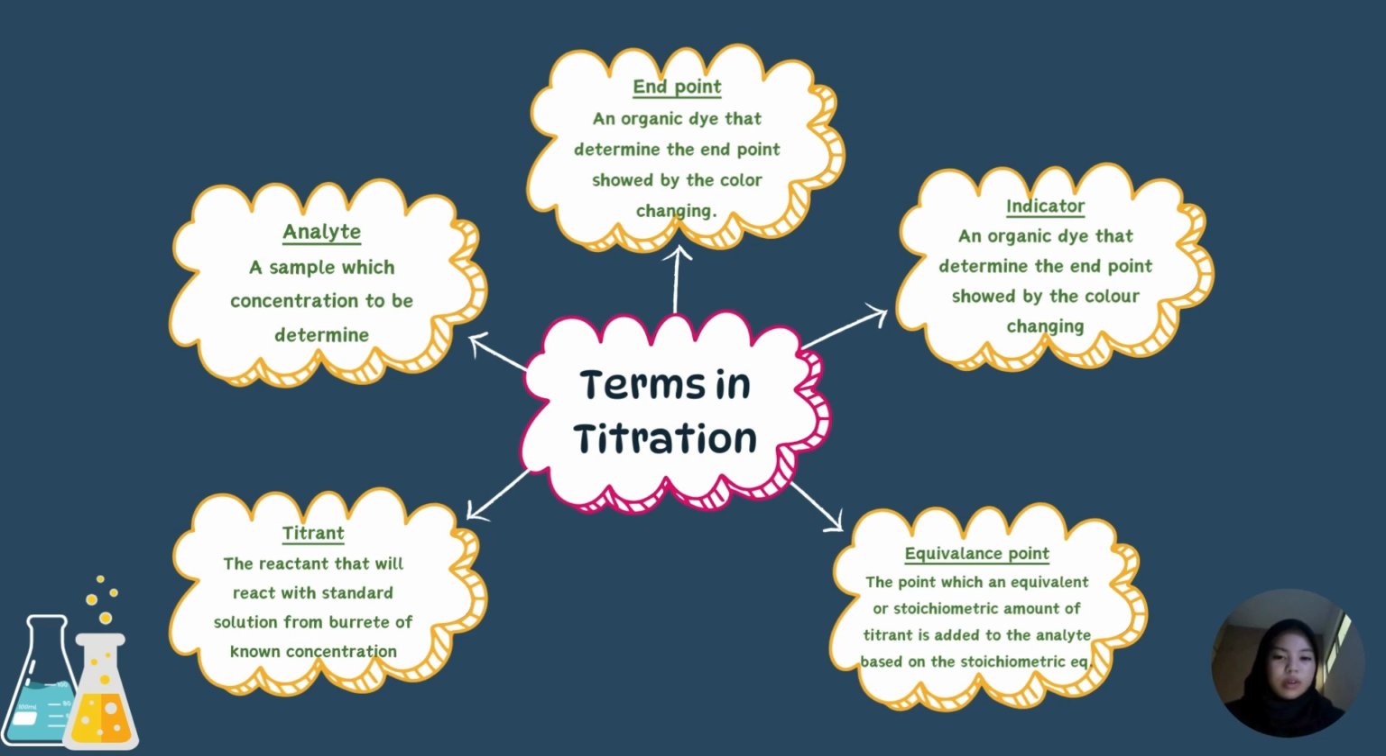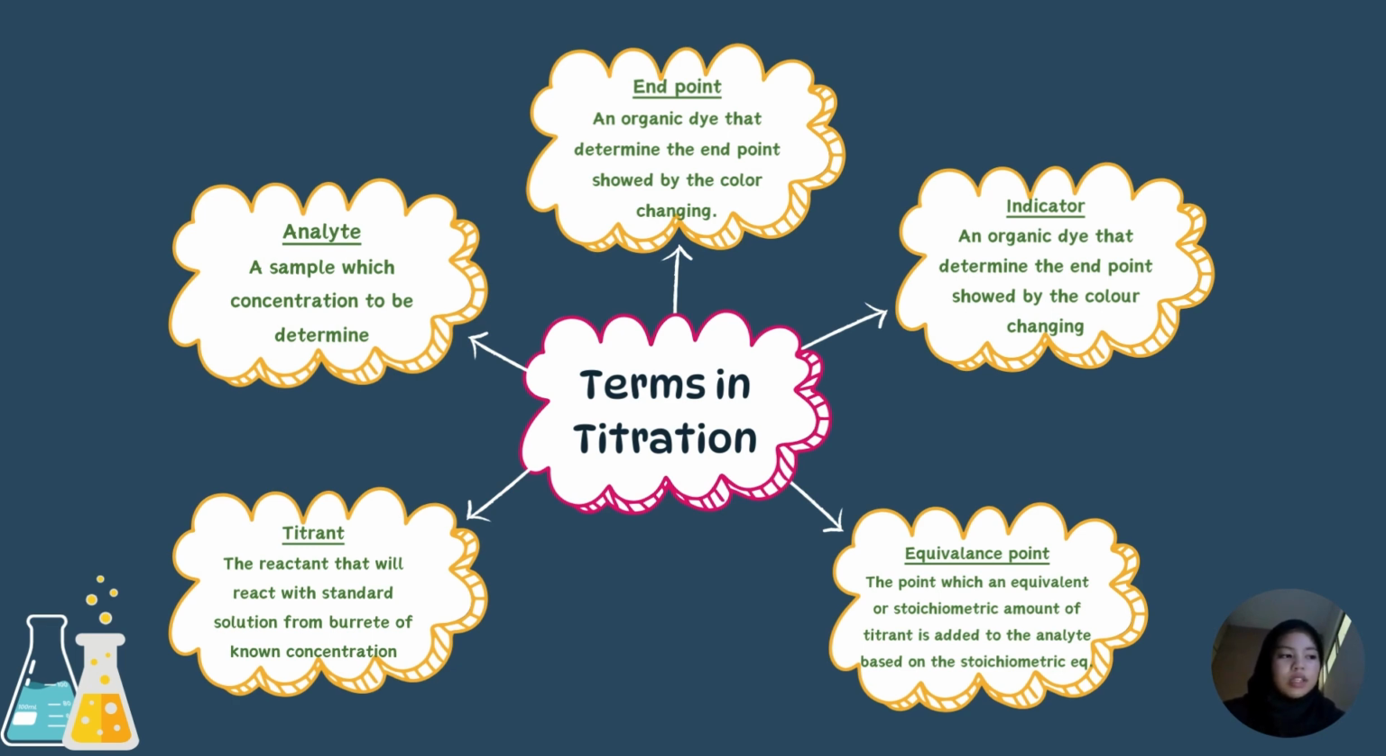Before we proceed to the concept of acid-base titration, there are a few important terms that we should know before we do the titration. The first one is titrant, the reactant from the burette of known concentration that will react with the sample. The second one is analyte, a sample whose concentration is to be determined. And the third one is endpoint, shown by the changing color.